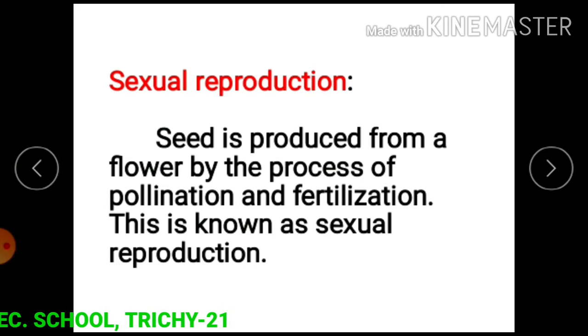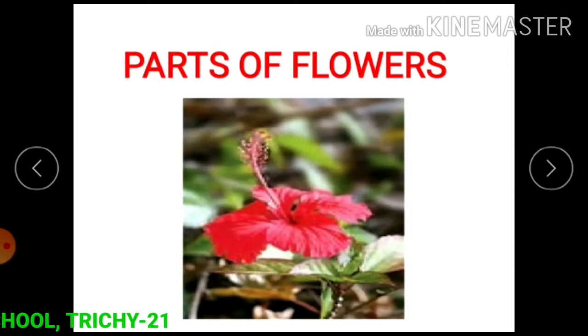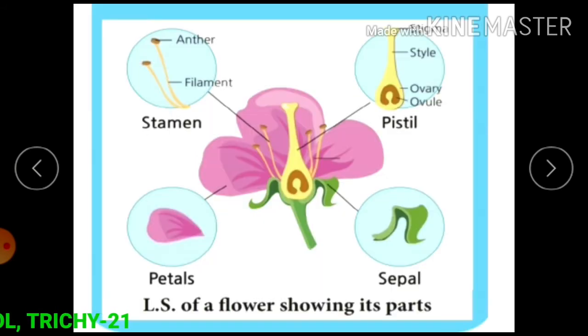To understand how seeds are formed in a flower, first we need to understand the parts of flowers. Now we learn about parts of flowers. This is the LS of a flower showing its parts. This is sepal, petals, stamen and pistil. Here stamen consists of filament and anther. In pistil, stigma, style, ovary and ovule are present.